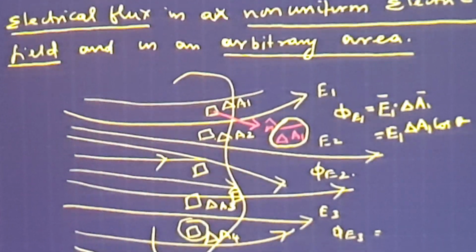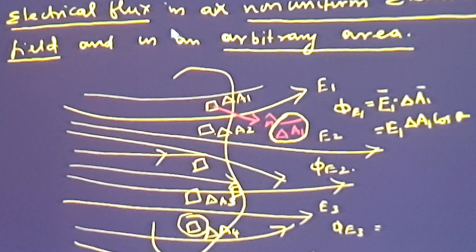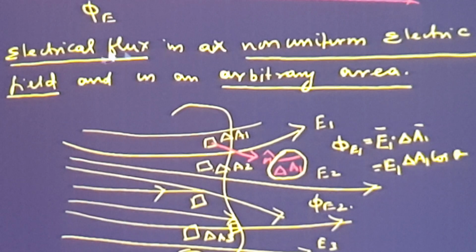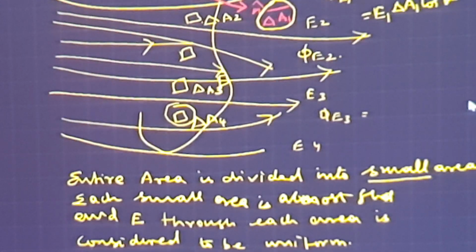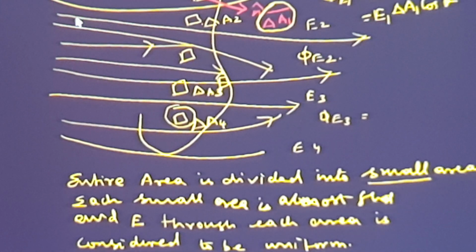Now, what am I going to consider? I am going to consider the same electrical flux. But here, the electrical field is taken to be non-uniform, and the area that I have considered is of any shape, which I am taking as an arbitrary shape. So in order to explain this, I have considered a non-uniform electrical field. A non-uniform electrical field is represented by drawing many lines which are not parallel to each other.